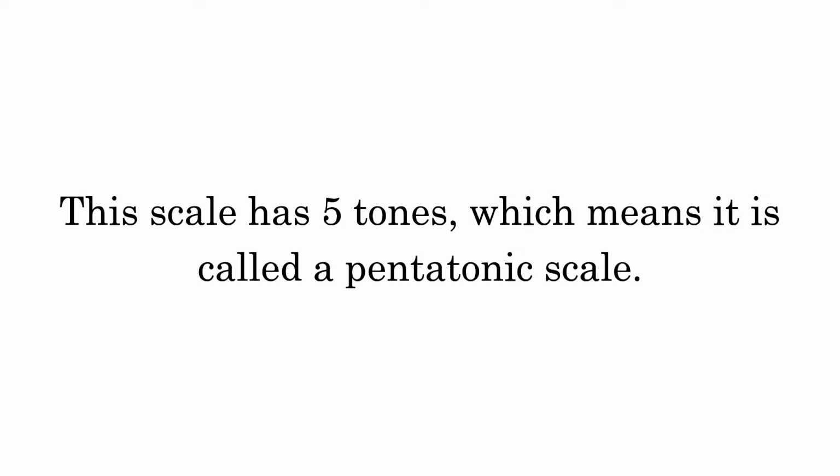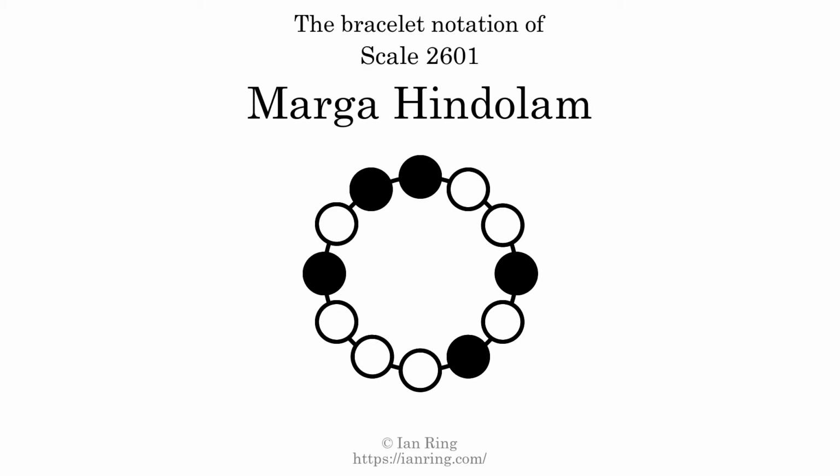This scale has 5 tones, which means it is called a pentatonic scale. This is a bracelet notation diagram of scale 2601. The shaded circles represent tones that appear in the scale, and they are read clockwise, starting at the top.